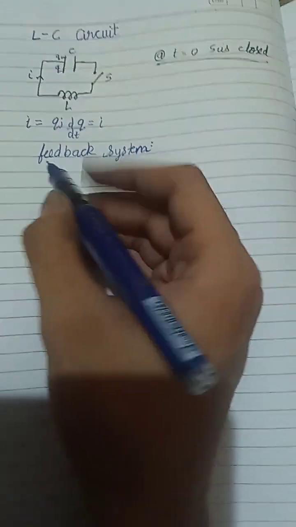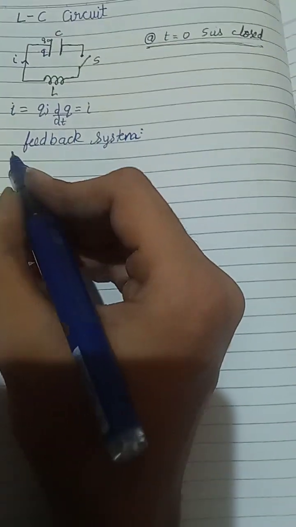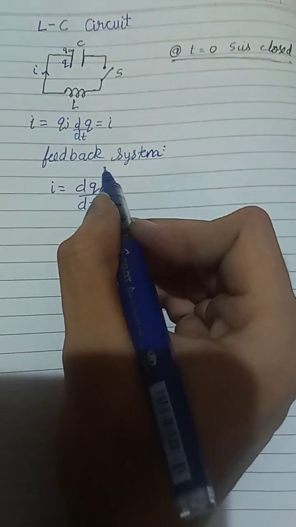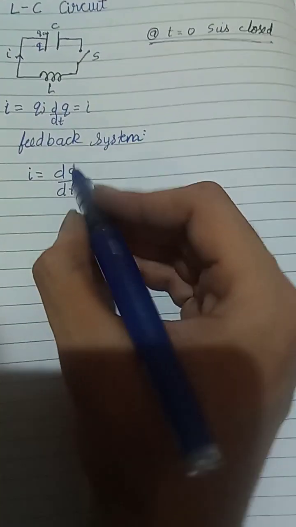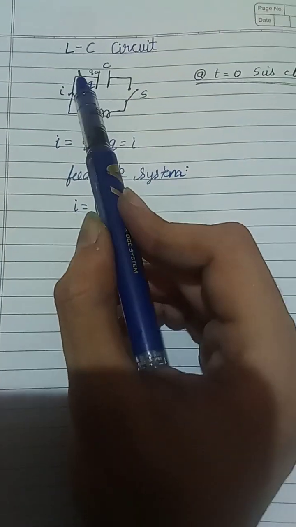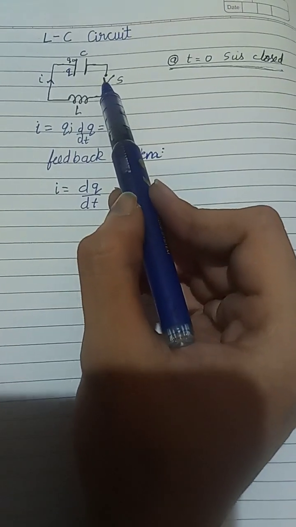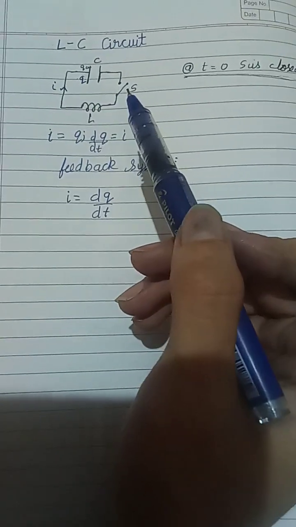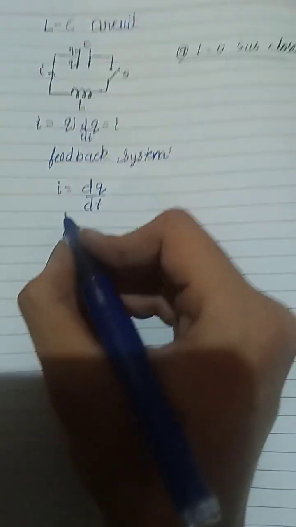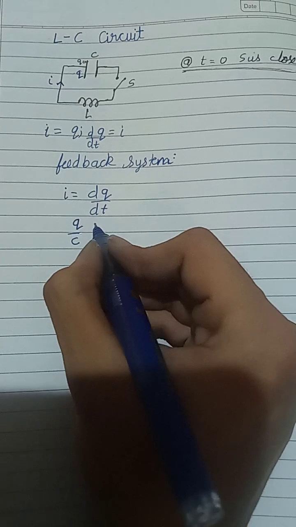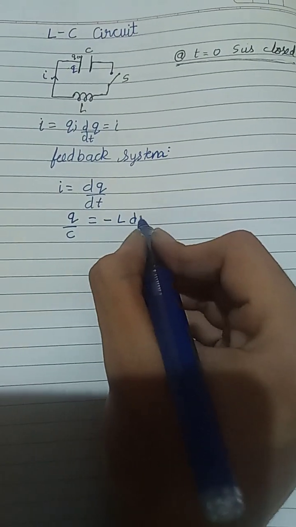Now we have to solve this, so we have to write two equations. Firstly, I equals dq by dt. The reason is quite simple: the rate of increment of q is directly proportional to I. And Kirchhoff's law: we have to go through this path and check the potential difference, and it should be the same. The potential difference across the capacitor is just Q by C, and that should be equal to minus L di by dt.